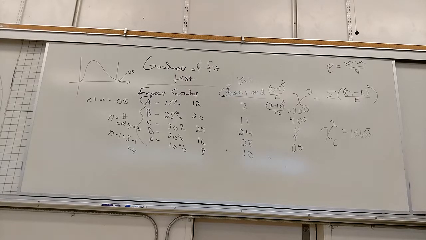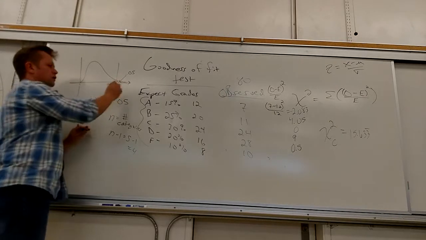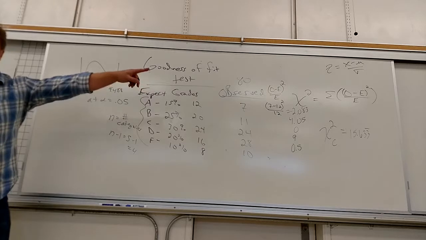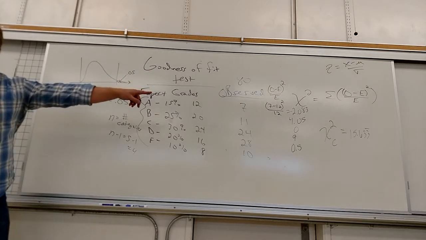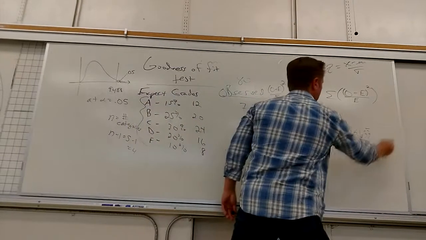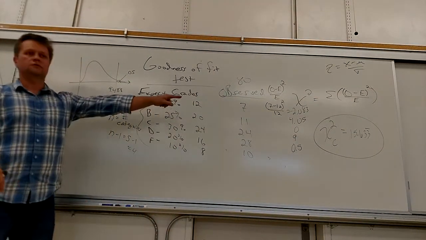0.05 to the right. Stop over there. There it is. 9.488. So did we find evidence? That's how far we have to be. So if we get in here, that's evidence that they are different. Did we find evidence that they're different? How far did we make it? What was our chi-square score, guys? It was 50.